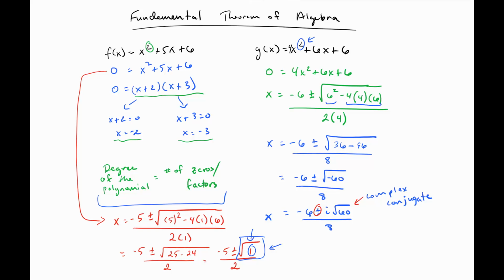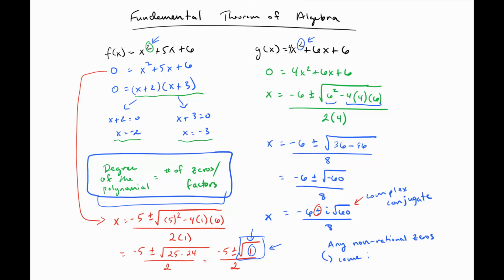The key to this, though, is again that big concept that no matter what, we're looking for the same number of zeros as our degree. The second thing is any non-rational zeros are going to come in conjugate pairs. And that's it. That's the fundamental theorem of algebra.